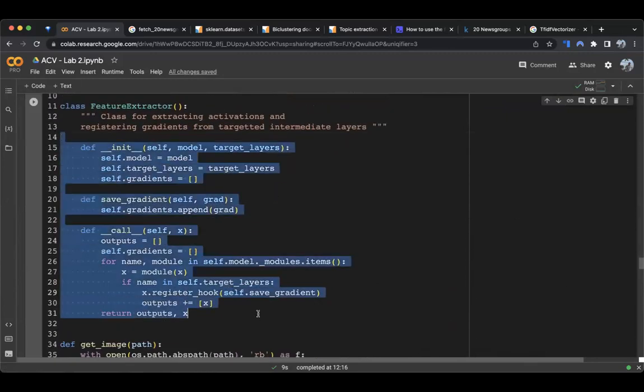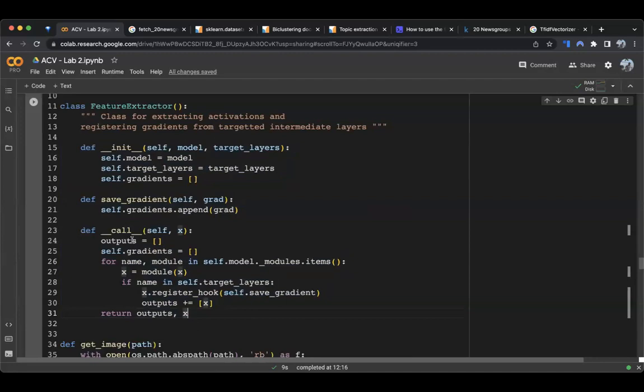So here, this is, as we said, just a function that goes through the actual model. And once it reaches the target layer, the layer that we are interested in, it will just register the gradients and register the output of the model on that image, right?